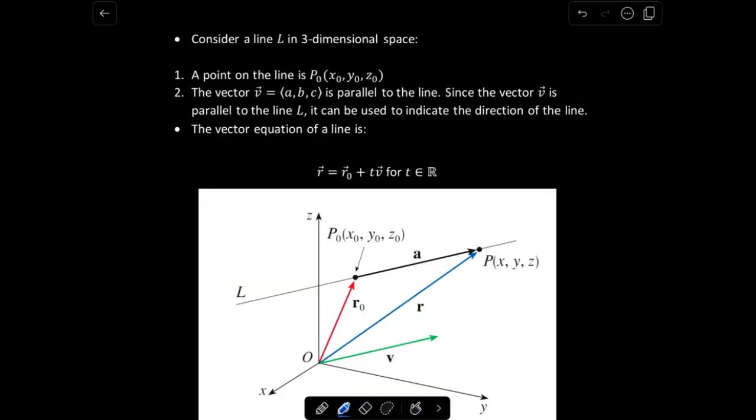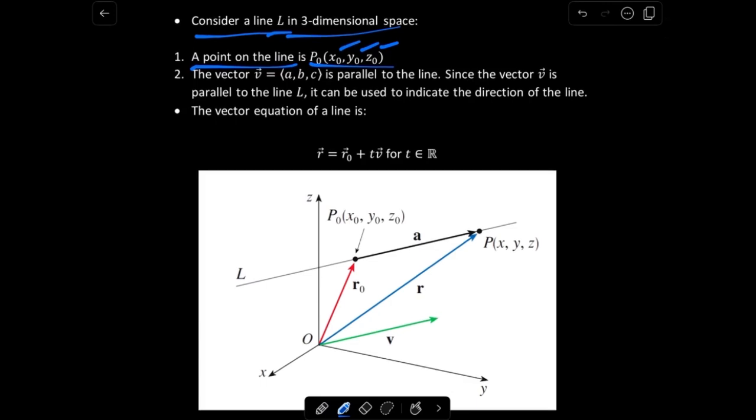We are going to consider a line, and the name of this line is L, and it's obviously in 3-dimensional space. A point on the line is P sub 0. I'm going to call it P0, and the coordinates are x0, y0, and z0. So they are some specific coordinates on this line, and we are going to call it P0. Take a look at the diagram here. We have the line L, and here is the point P sub 0. Its coordinates are x0, y0, and z0.